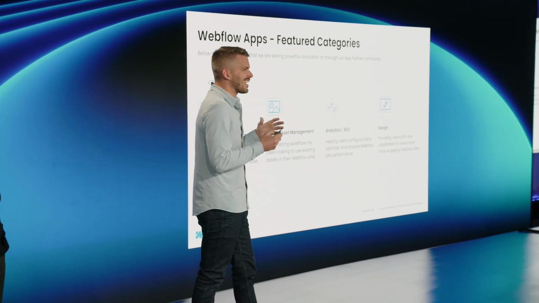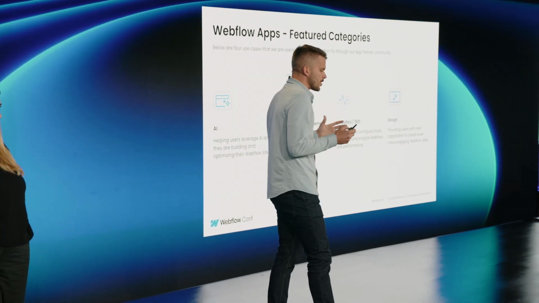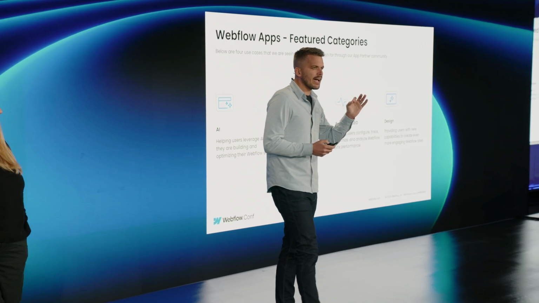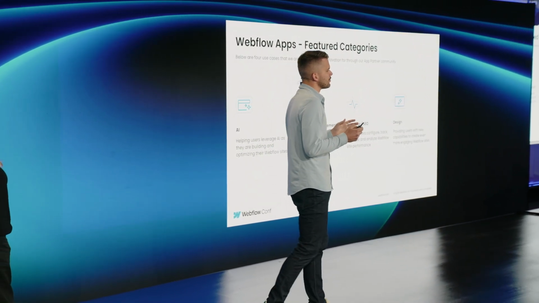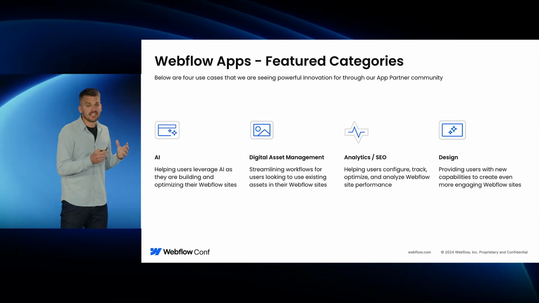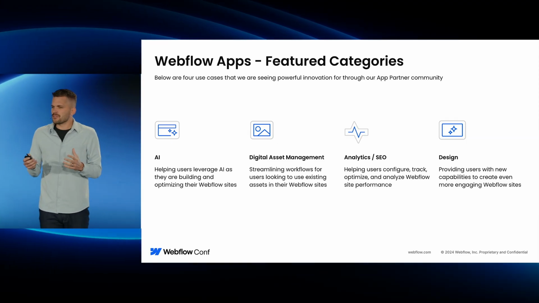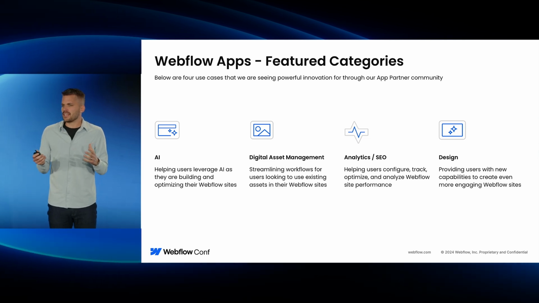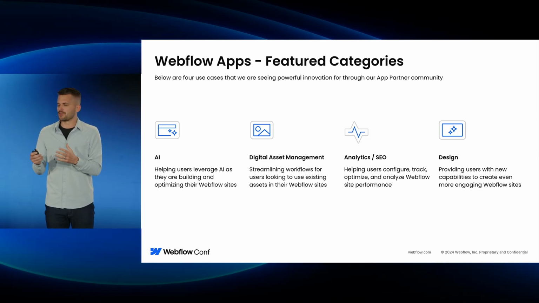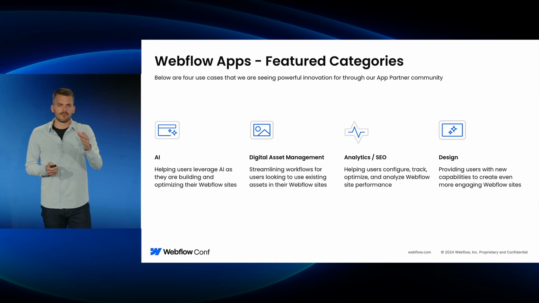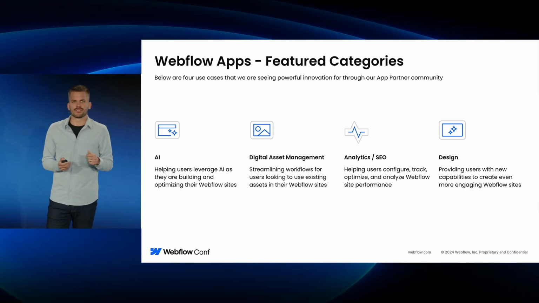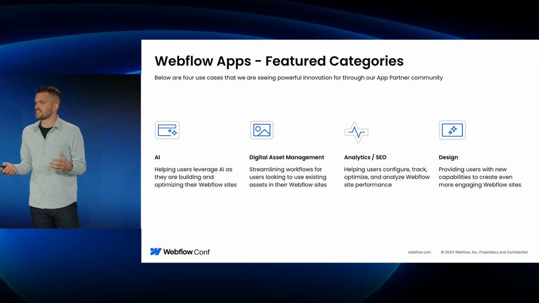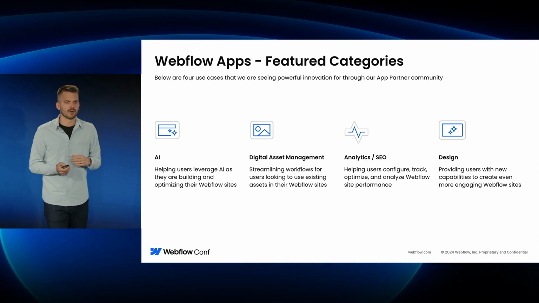The 4 different kind of categories that we want to feature and walk you all through today are AI, digital asset management, analytics and SEO, and design. Now, this list isn't designed to be exhaustive in nature, but it is a really good example of the different use cases that we're seeing that innovation from through our app partner community. First, let's take a closer look at AI, and specifically apps that are helping users leverage AI as a natural extension within their daily Webflow workflows.